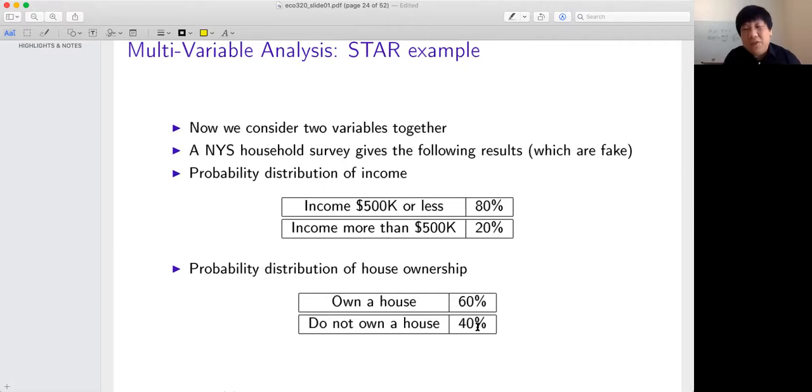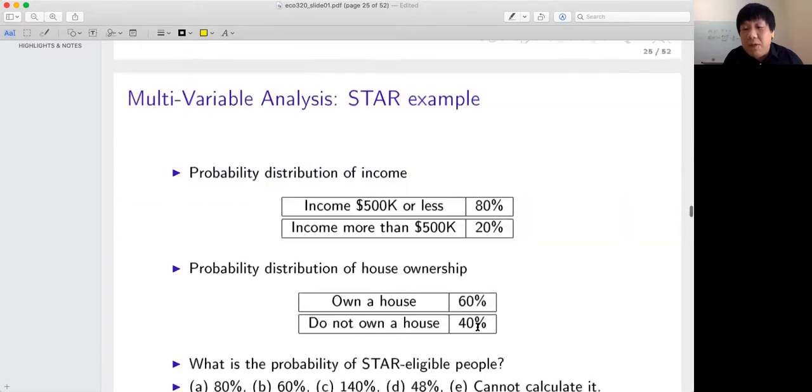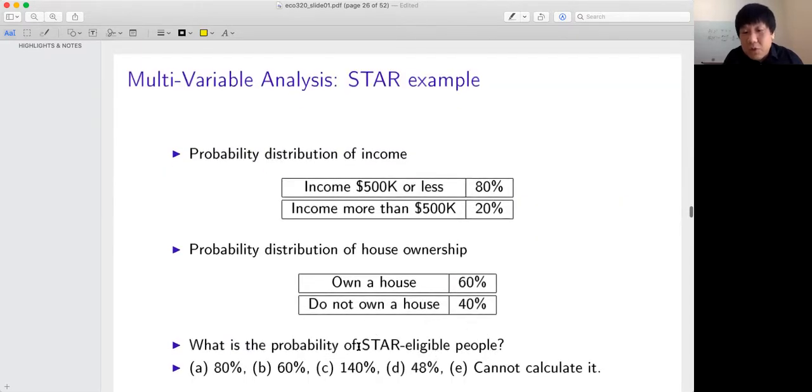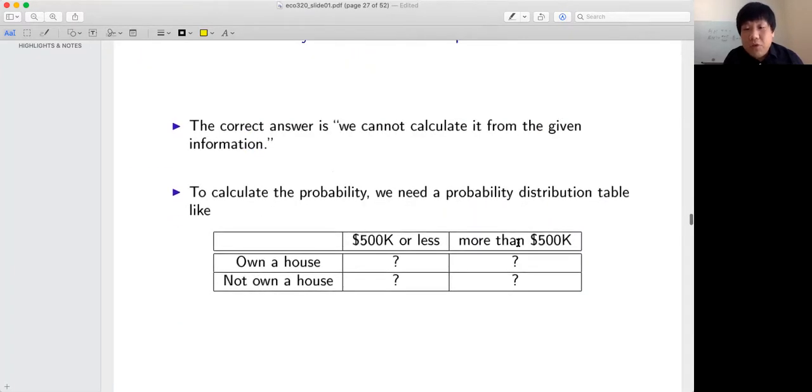Separately is very important here, because to get the STAR eligible, you got to own a house and, at the same time, make an income less than 500K. So it's got to be happening at the same time, or we call it joint probability. So we need to have a probability distribution table like this. This is called joint probability.